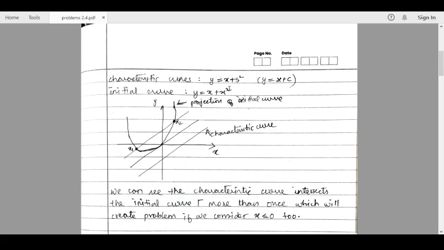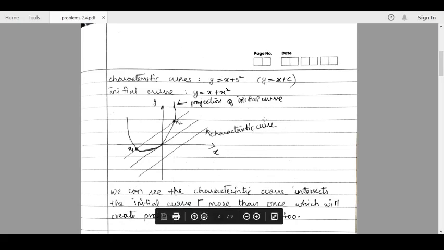So we have the characteristic curve y equal to x plus s square. Now to draw the projection in the xy plane, we have to take s as constant. Okay, so s will take different values. So when s takes a particular value, it is of the form y equal to x plus 1. Then another value y equal to x plus 2, or in general it is of the form y equal to x plus c. So we have straight lines. So these are the characteristic curves.